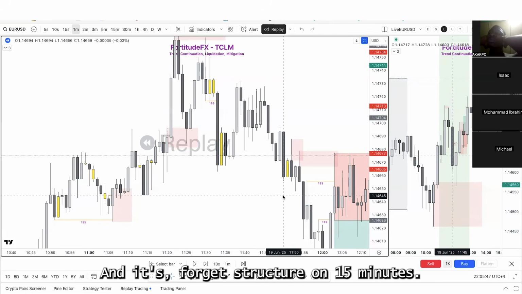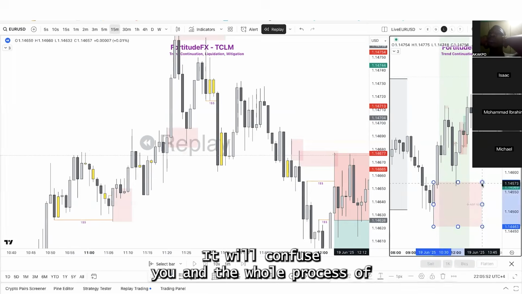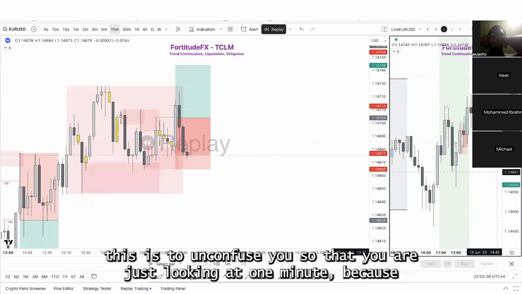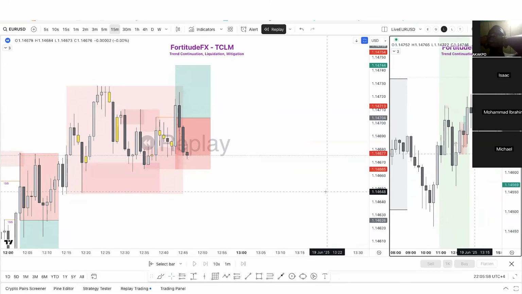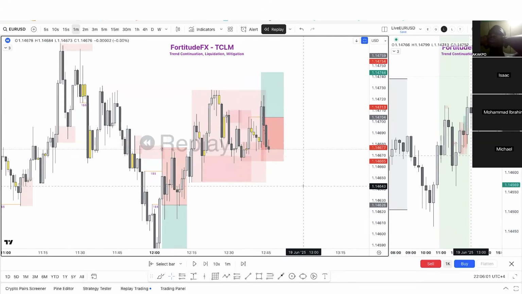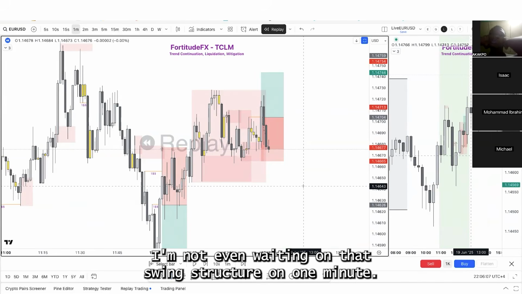It's simple, and it's forget structure on 15 minutes. It will confuse you, and the whole process of this is to unconfuse you so that you're just looking at 1 minute, because I want to take advantage of that internal structure on 1 minute, the immediate structure. I'm not even waiting on that swing structure on 1 minute.